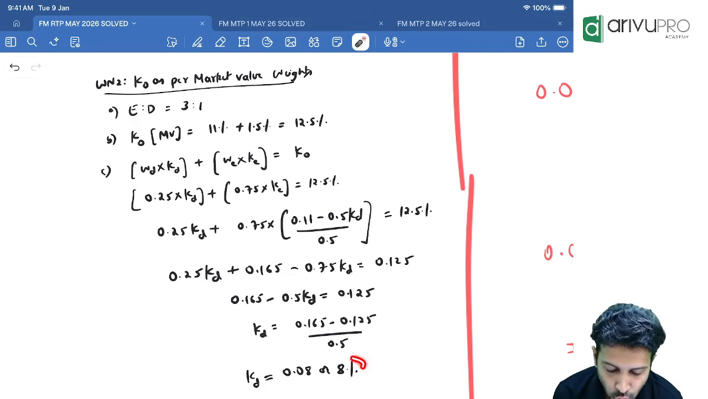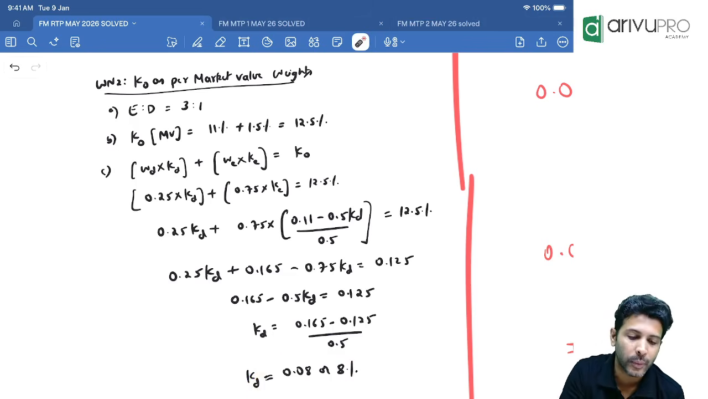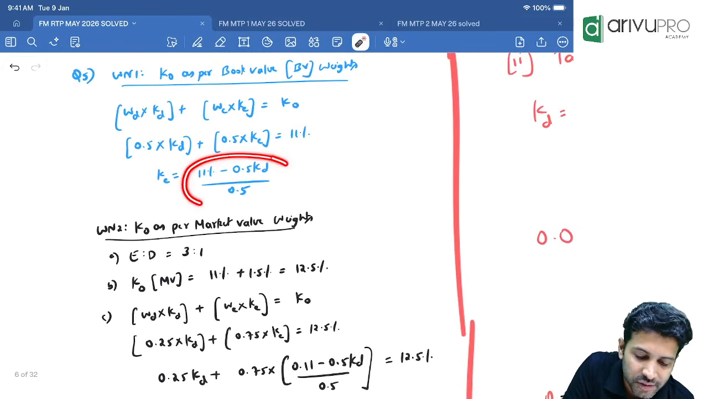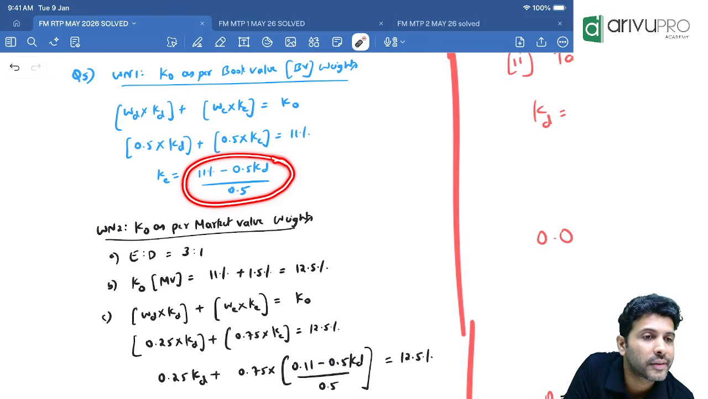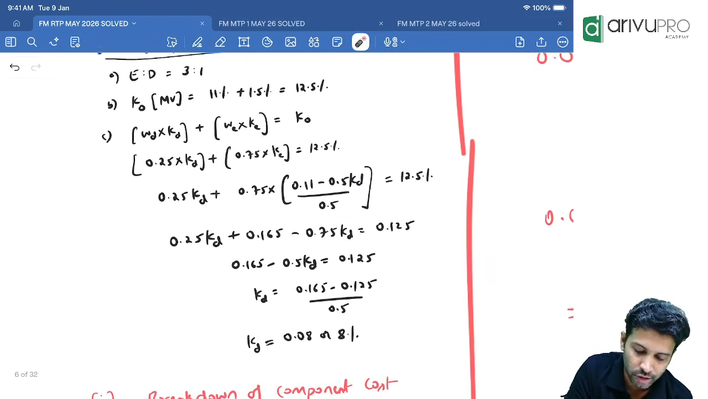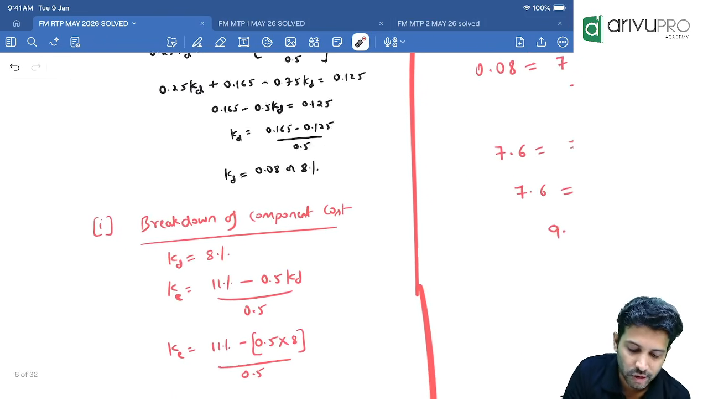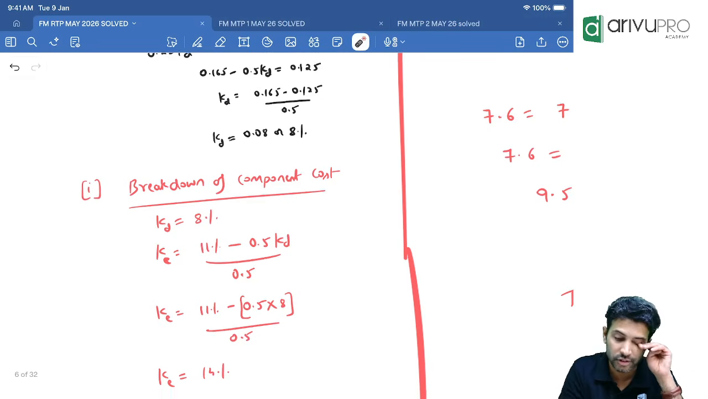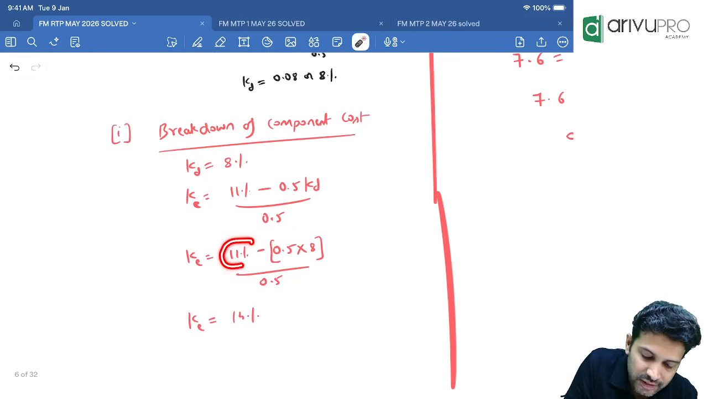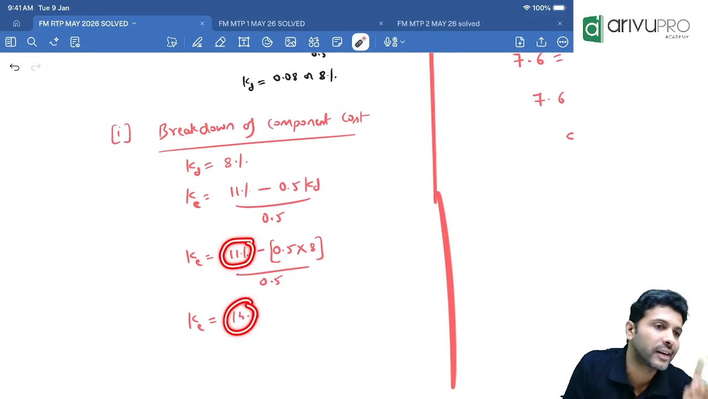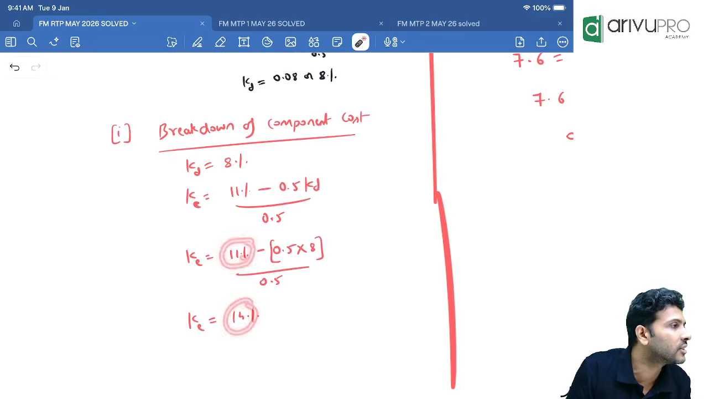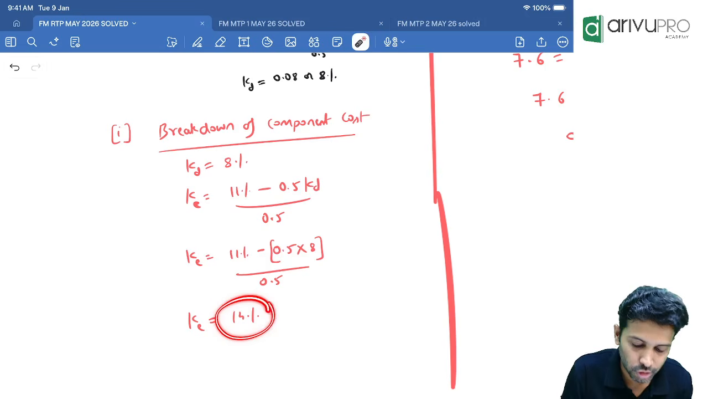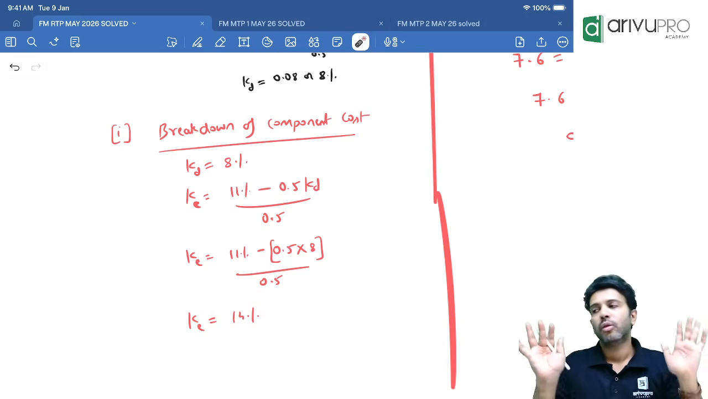Sir, if you know cost of debt, can't we find out cost of equity? Cost of equity is 11% minus 0.5 times cost of debt divided by 0.5. So solve now. Therefore, what is cost of equity? 11% minus 0.5 KD divided by 0.5. Solve this. If you take this in decimal, the final answer also will be in decimal. If you take percentage, the final answer will be in percentage. Your call. So cost of equity will be how much?